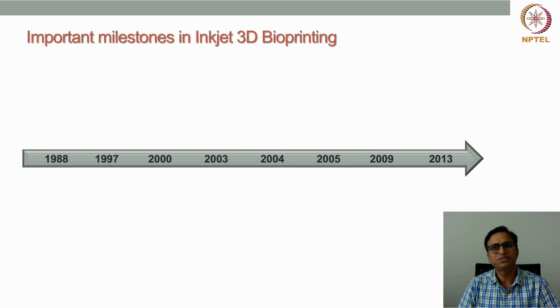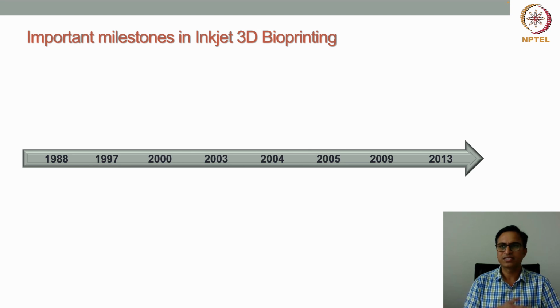After that, people started using inkjet printing technology. Before that, inkjet printing was mostly used in the press or in offices for printing on a piece of paper. But then a few scientists found that this printing technology can be used very well for printing biomaterials, biomacromolecules, even biomolecules, and also cells.